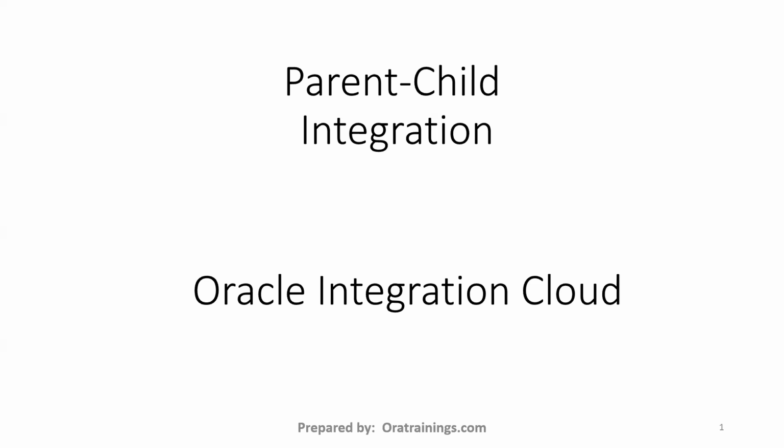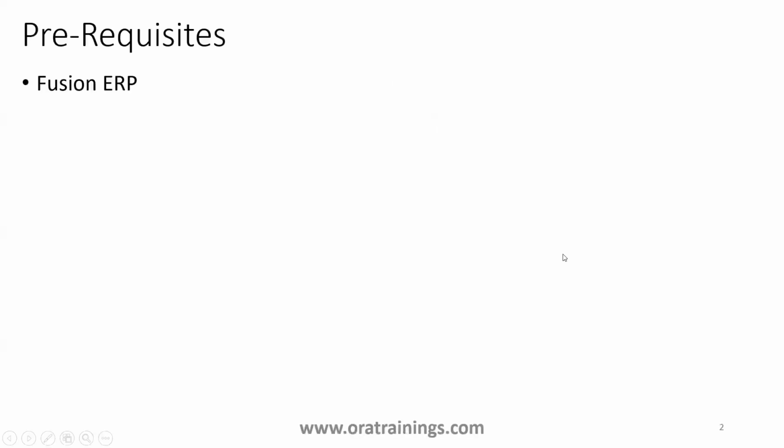In this session, we'll discuss invoking another integration from an integration, like a parent-child invocation. The prerequisite for this particular integration is that we need a Fusion ERP SaaS environment, because we want to use an AP invoice service in our child integration.